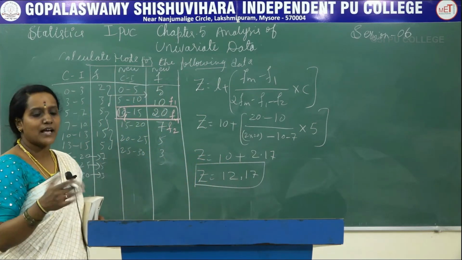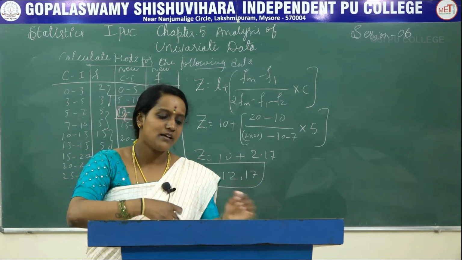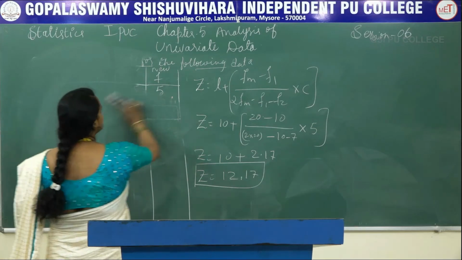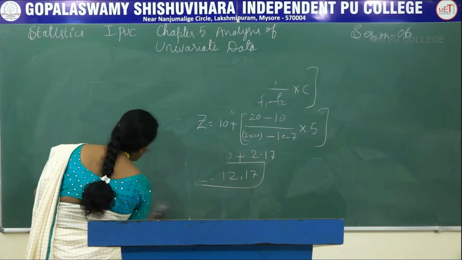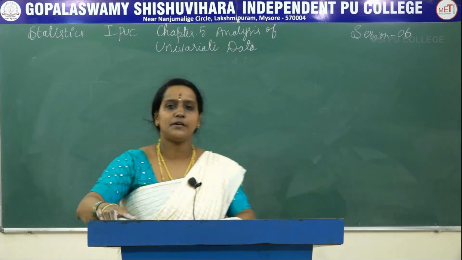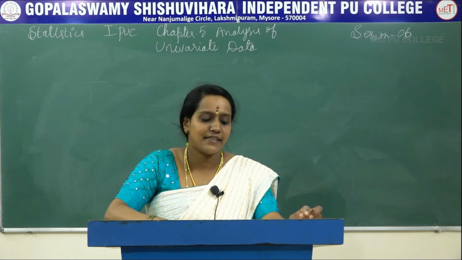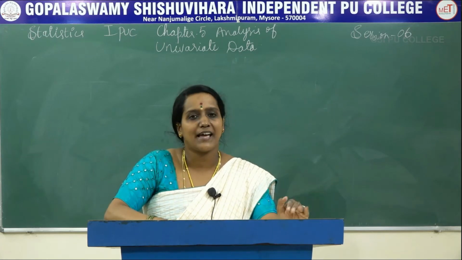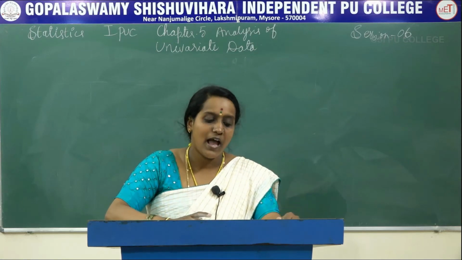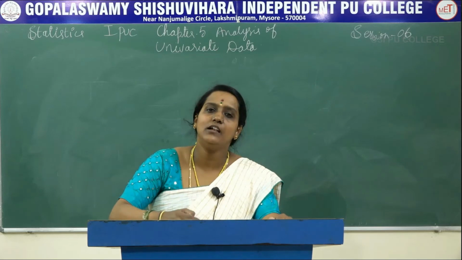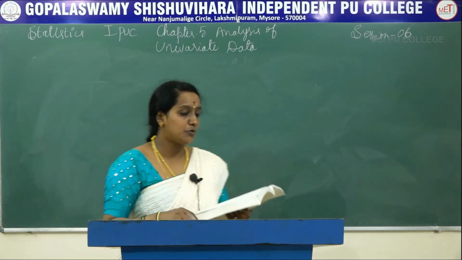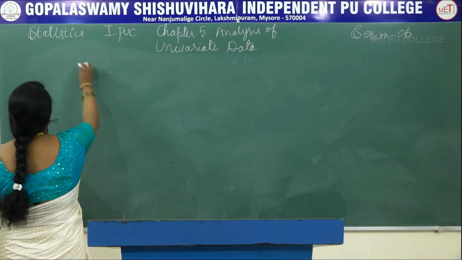First we made the class interval equal width, then we solved for the Z value, or mode value. Next, we have a relationship between mean, median and mode, and using that relationship we can find any one of the missing values. Either it can be the mean, median or the mode, and that formula we call the empirical formula, and now we are going to find using that empirical formula. This is our empirical formula.